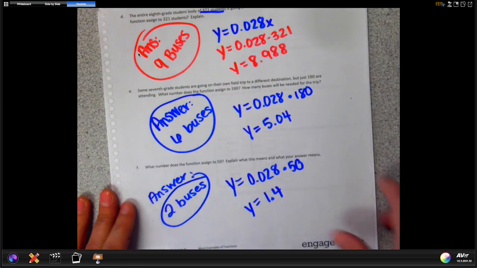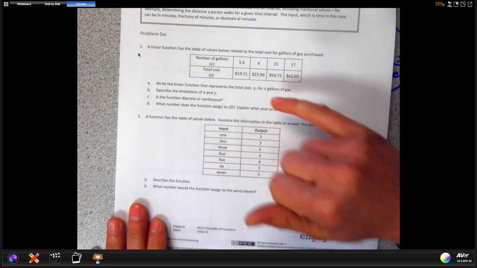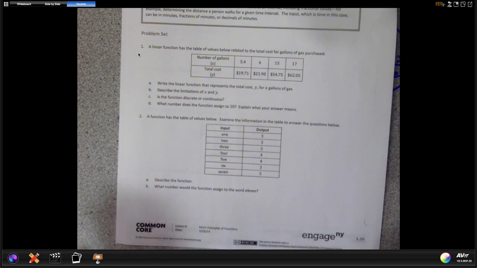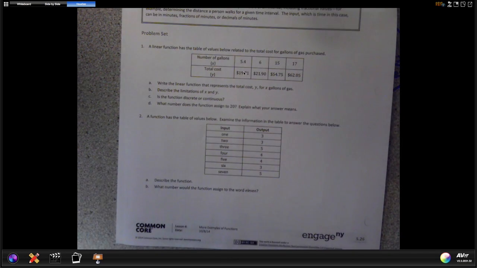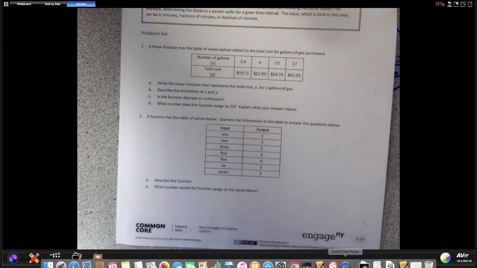Okay, so that is it for our lesson for today. There are more examples that you can get from a friend or from me later. The homework is going to be on page 26. There's questions that are very similar here. We're going to start on page 26 and do the problem set, so numbers 1 through 4. Again, if you have questions, please see me either before school or at lunch, and I will be glad to help you out.